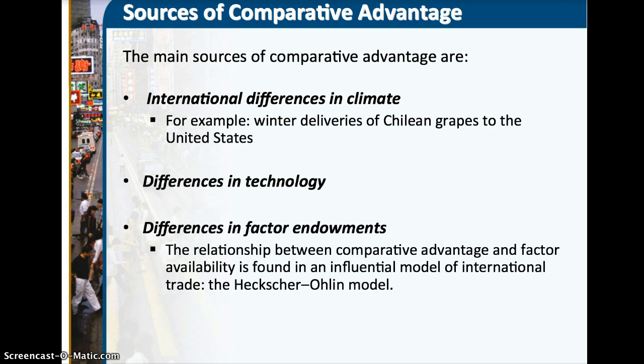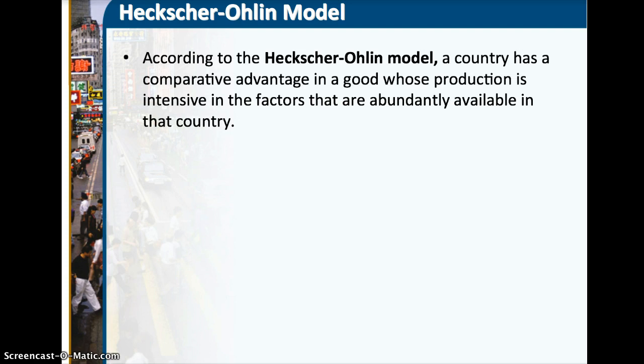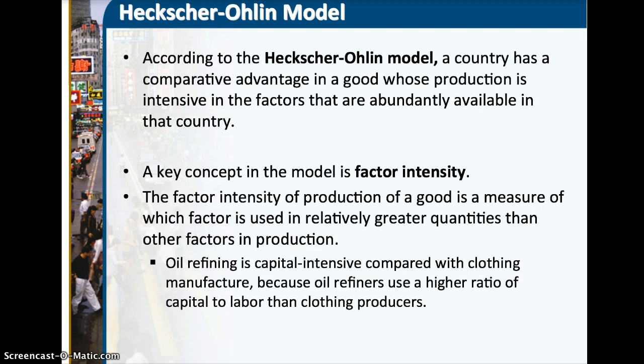The relationship between comparative advantage and factor availability is found in an influential model of international trade, the Heckscher-Ohlin model. According to the Heckscher-Ohlin model, a country has a comparative advantage in a good whose production is intensive in the factors that are abundantly available in that country. A key concept in the model is factor intensity. The factor intensity of production of a good is a measure of which factor is used in relatively greater quantities than other factors in production.